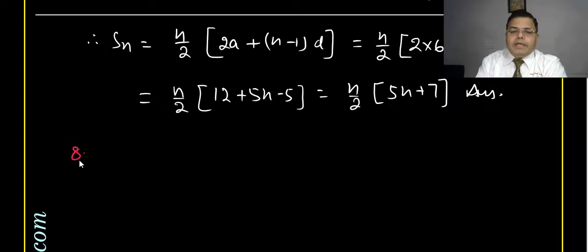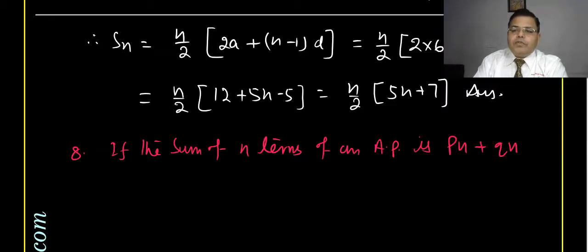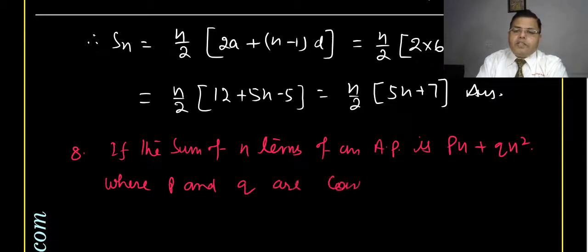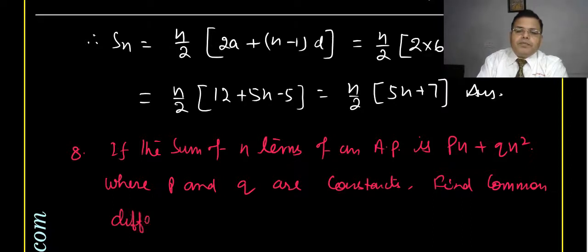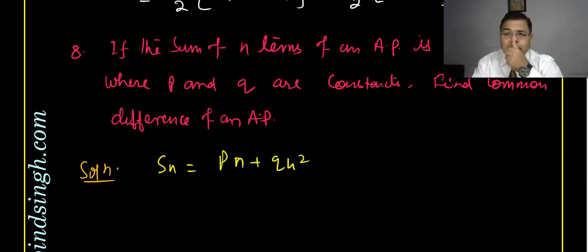Now let us solve question number 8, and it is given that if the sum of n terms of an AP is Pn plus Qn square, where P and Q are constants, find the common difference of the AP. Right? So here Sn is given. Try to understand. Sn is Pn plus Qn square. That is the sum of first n terms.